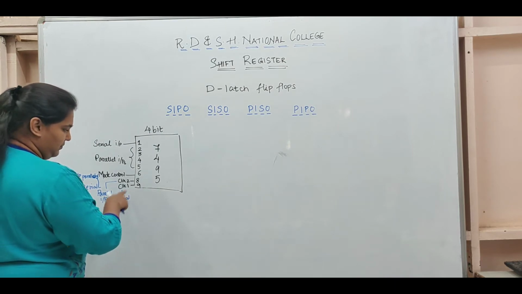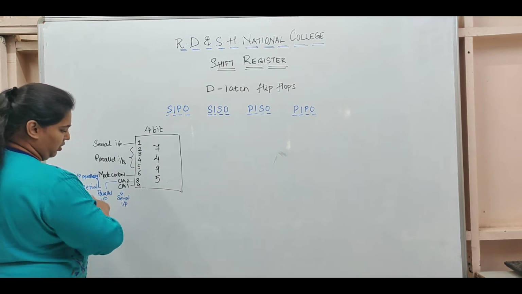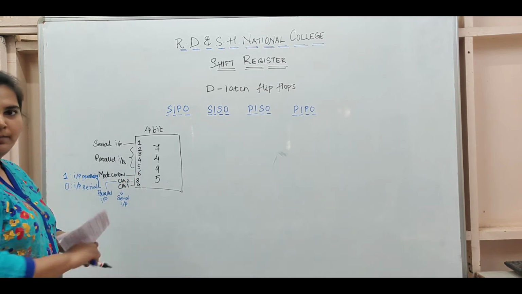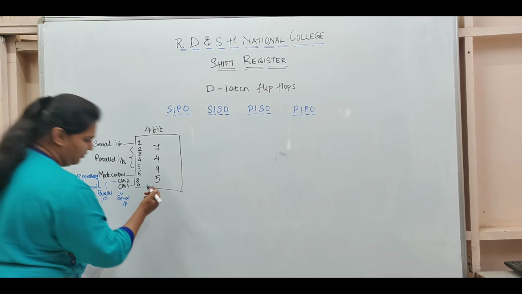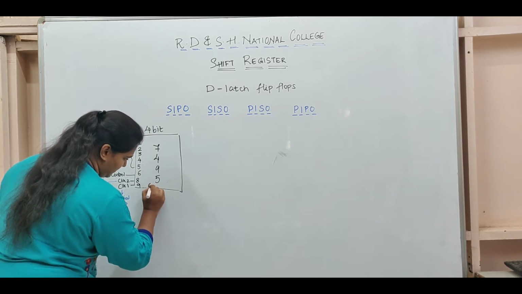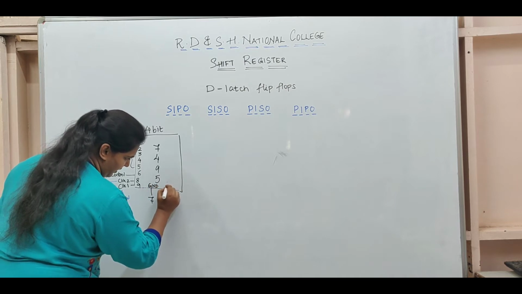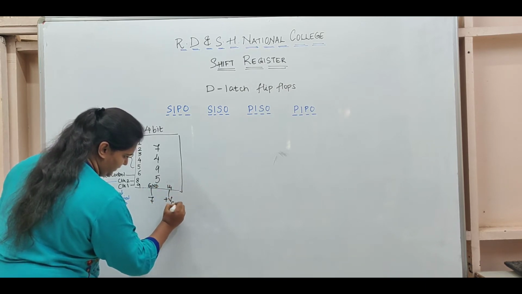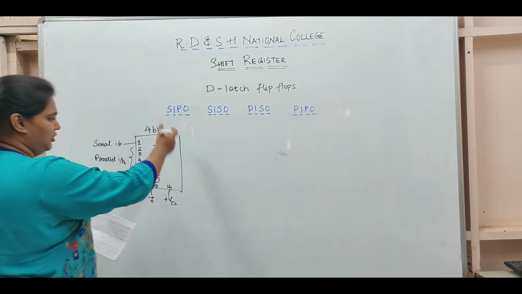Now for serial input, the clock will come to pin 9. For parallel input, it will come to pin number 8. Then obviously every IC has a ground and VCC. So pin number 7 is ground, and sorry, I've just written this reverse. This is VCC.